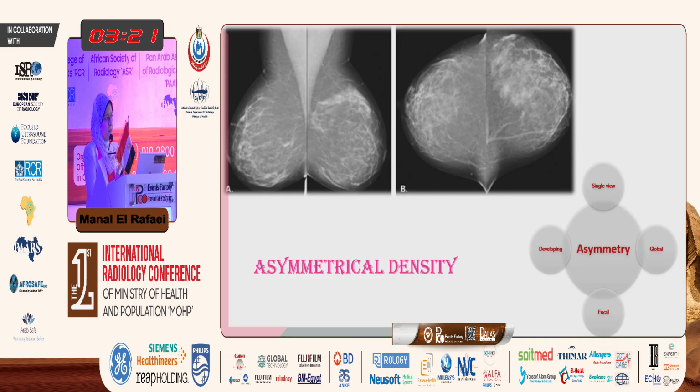Then if you go to the asymmetrical density, you should place both breasts in front of each other and compare, because right and left breasts are mirror images of each other. So when you compare, you have to detect any asymmetry and detect if it is found in a single view, if it is focal asymmetry, global asymmetry, or developing asymmetry. And actually, developing asymmetry is the most suspicious one. And to do it, we have to compare it with the previous images. If the patient has done previous examinations in previous years, we have to compare. If the asymmetry grows in size, it is worrisome.